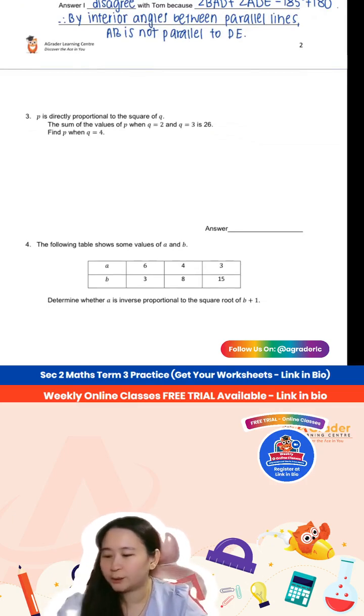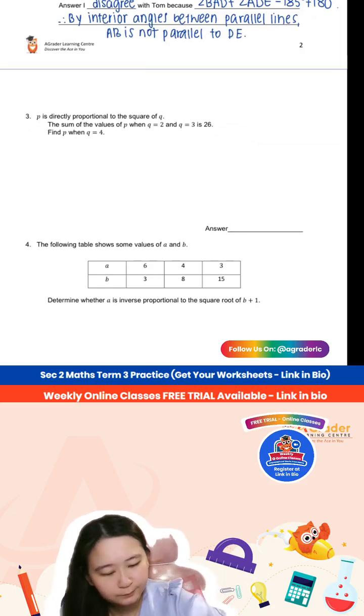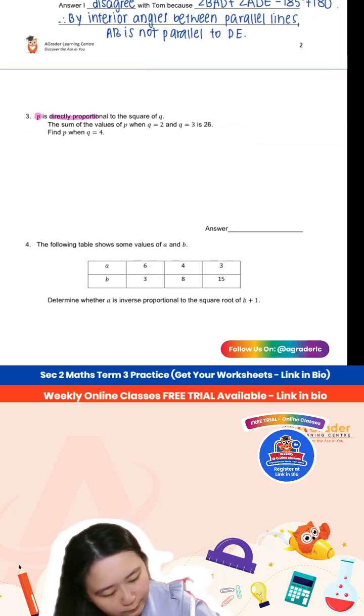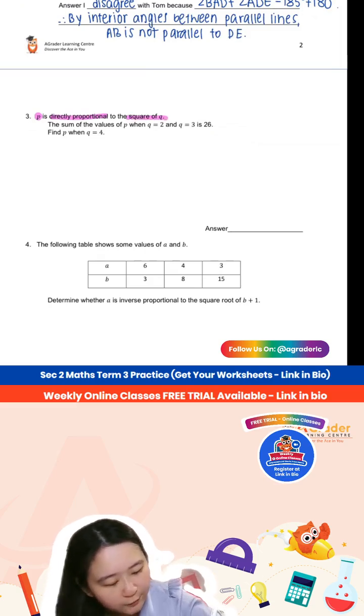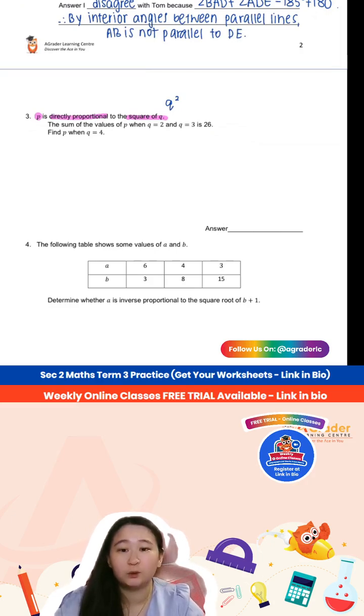So question 3, P is directly proportional to the square of Q. So square of Q means Q squared. The sum of values of P when Q equals 2 and Q equals 3 is 26. Find P when Q equals 4.